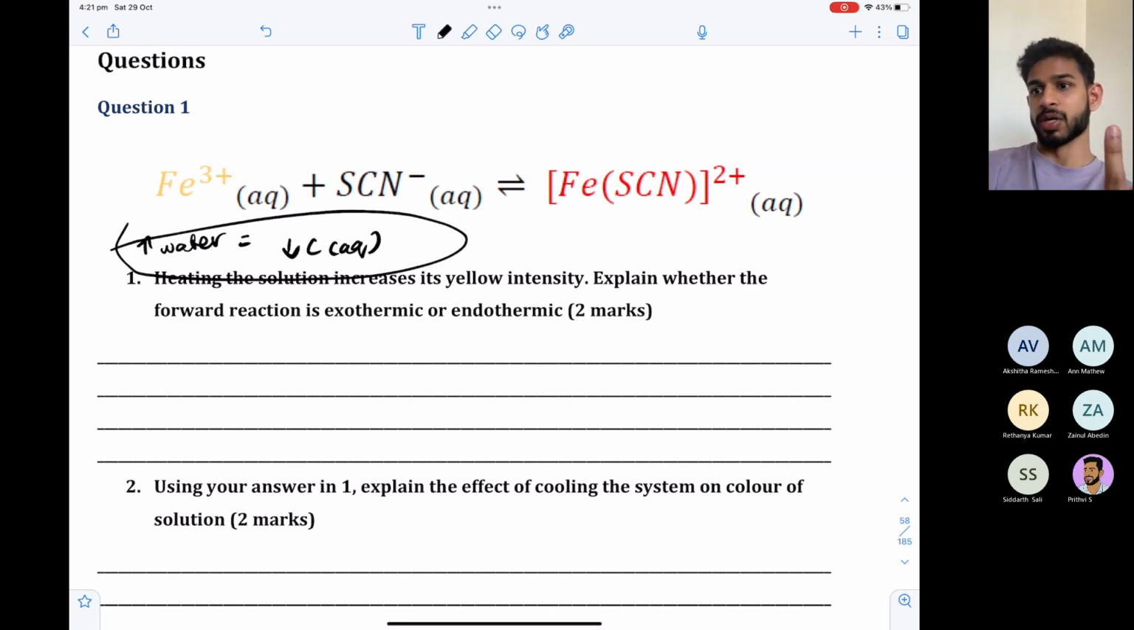When you increase water, water is a liquid. You're not going to change the concentration of water. What you are doing is decreasing the concentration of all other aqueous species. Okay, so if I was to ask you guys right now, the equilibrium in front of you, the iron thiocyanate equilibrium, if I added water, what color would the equilibrium become? Yellow or blood red? When you've got your answer, hit the raise hand icon.